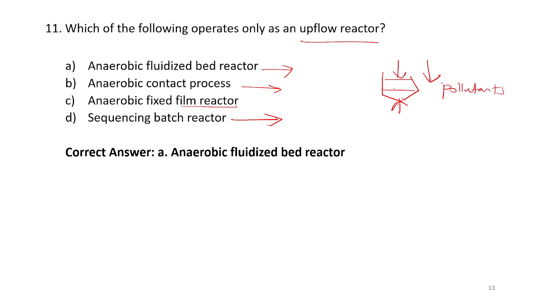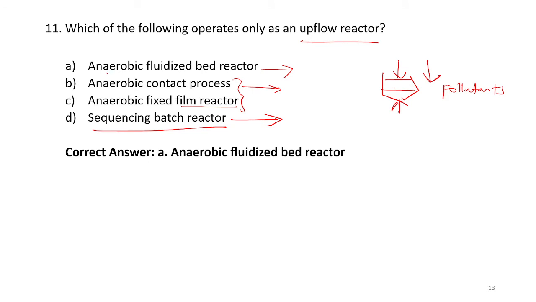So this you would have learned in the NPTEL week 7 lecture. These two processes can be operated either in upflow direction or in the downflow direction. And the same is the case with sequencing batch reactor, SBR.